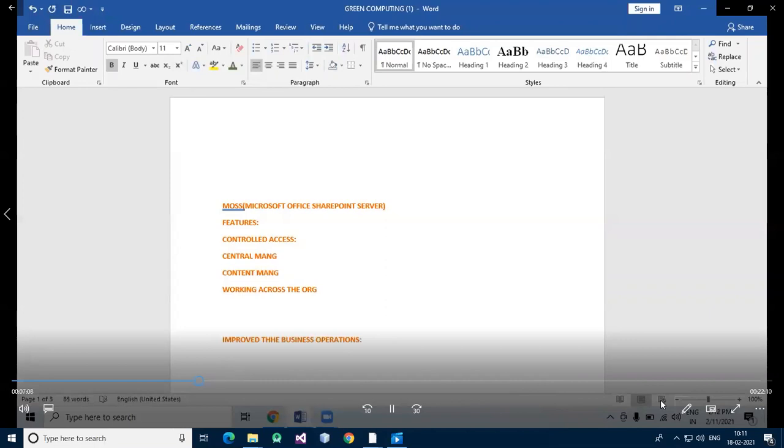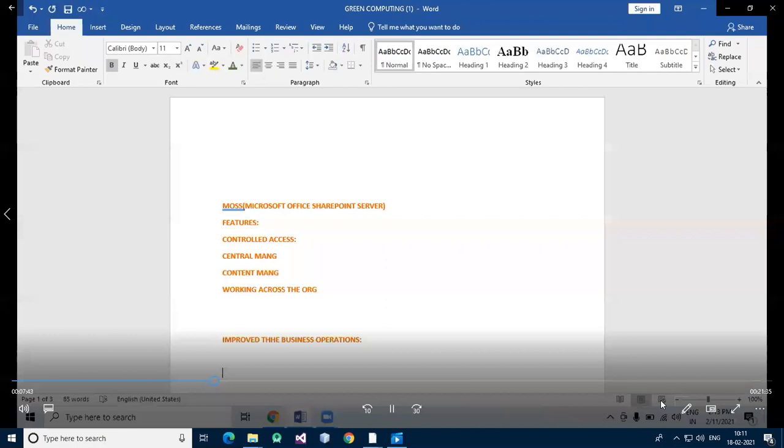Okay, so here, apart from allowing one to store, manage and view documents, MOSS, that is Microsoft Office SharePoint Server, also helps with day to day business operations. For example, MOSS allows the creation of portals that access and display the information one wants to specify.